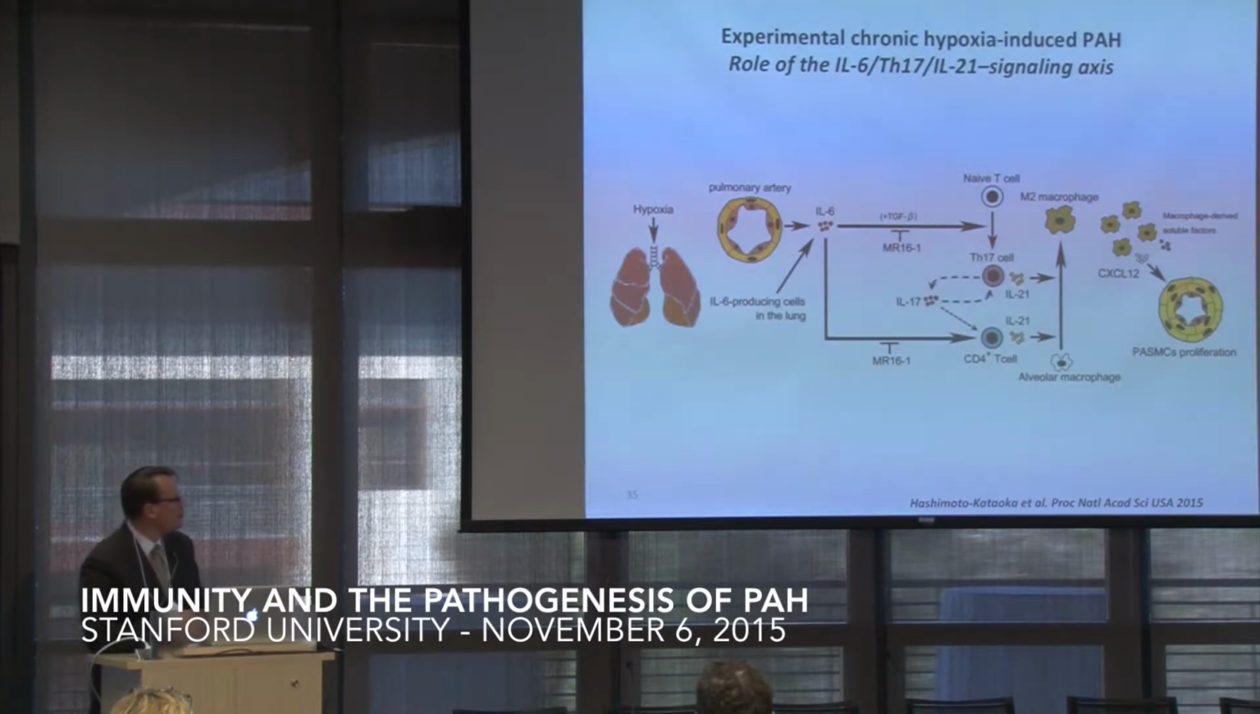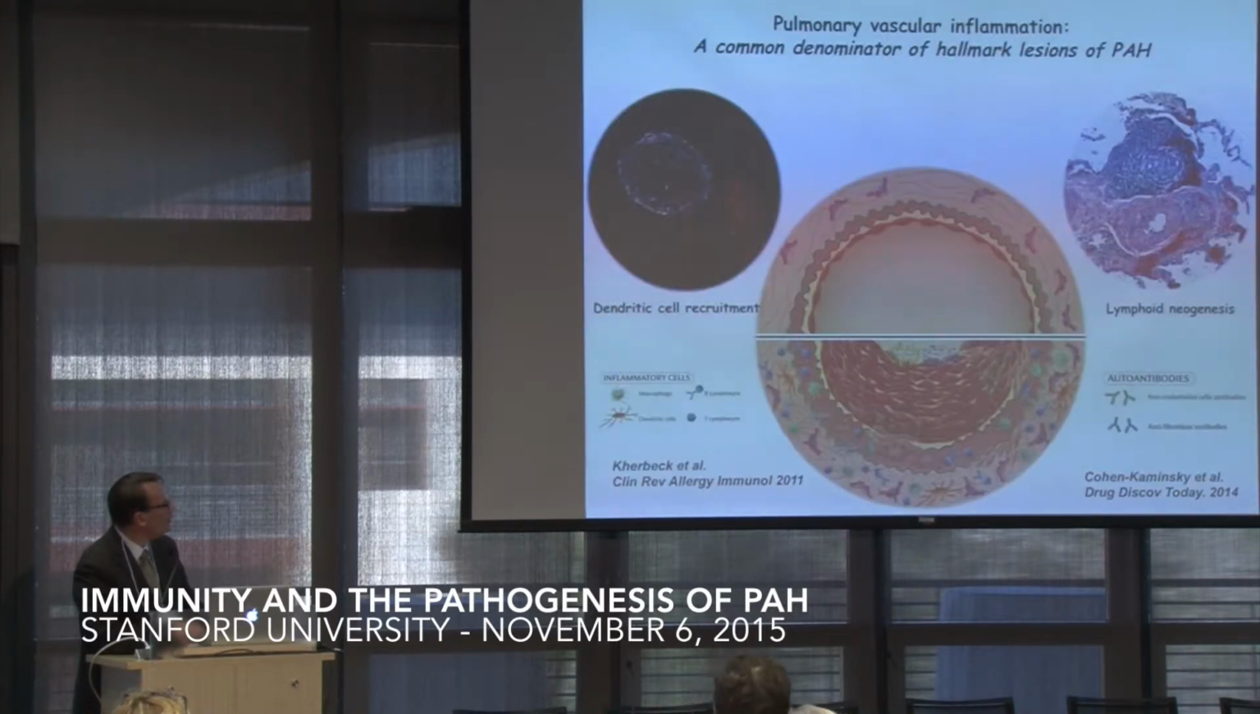This paper, maybe you have seen it. It's quite a fascinating paper published in the Proceedings earlier this year. It's an animal study, of course. And in hypoxia, what these Japanese authors have shown is that pulmonary endothelial cells and pulmonary artery smooth muscle cells will produce interleukin 6, which will promote the Th17 increase, and these Th17 cells will favor macrophage activation and pulmonary artery smooth muscle cell proliferation. So the Th17 story is certainly very appealing in PH.